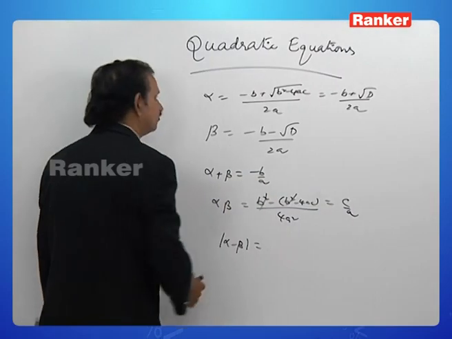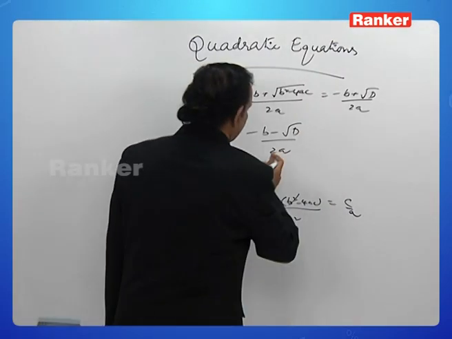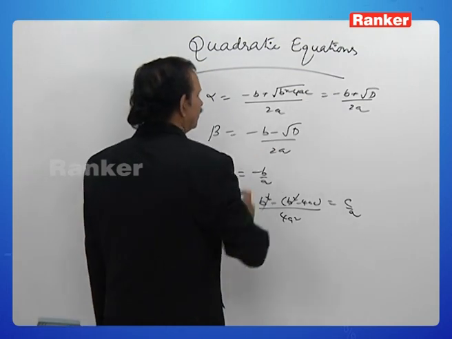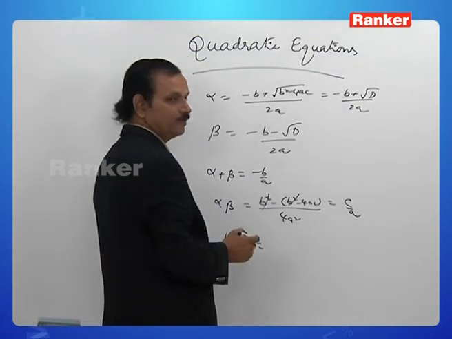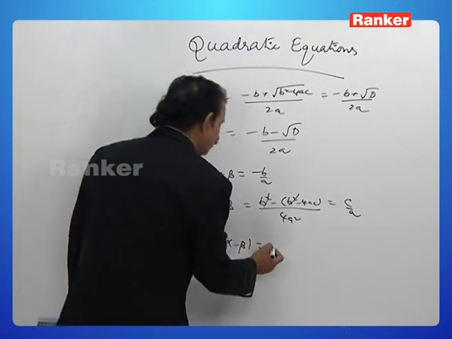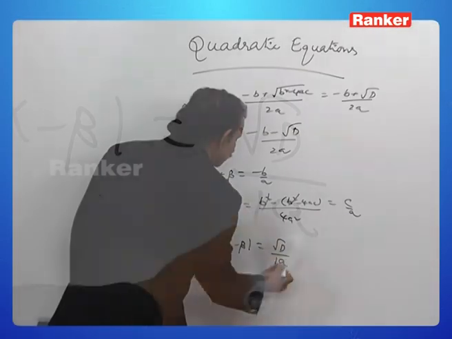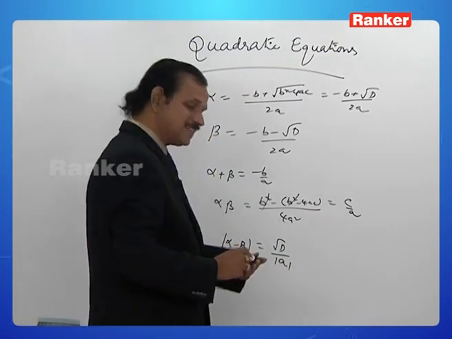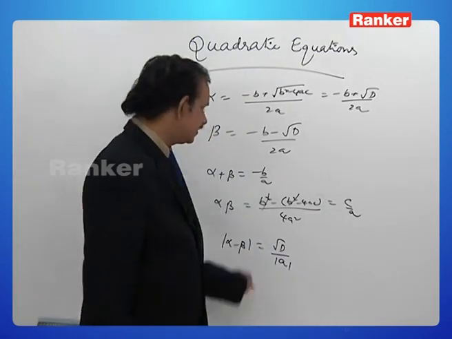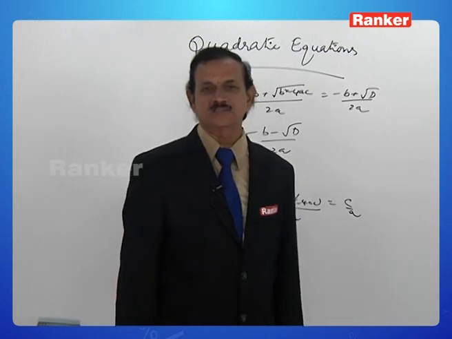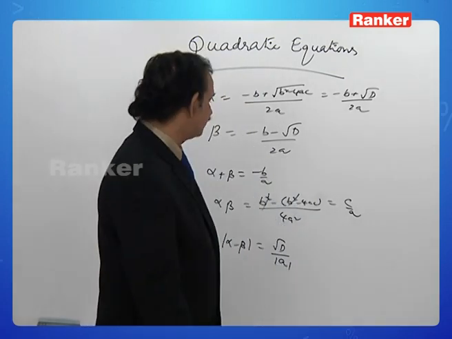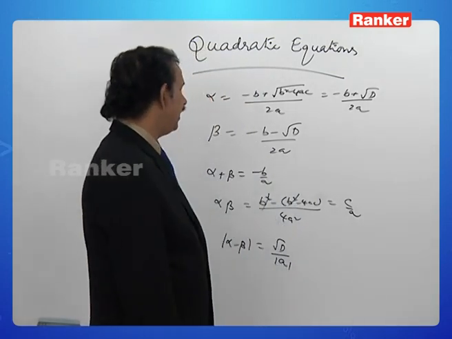What is the difference of the roots? You just subtract. Minus b goes away. Root d minus of minus root d is 2 root d. 2 root d by 2a is root d by a. Of course, mod a. Why should we take that? Because we require only the difference. So, mod alpha minus beta is root d by mod a.